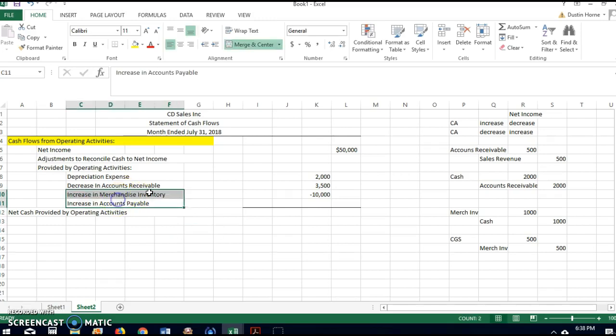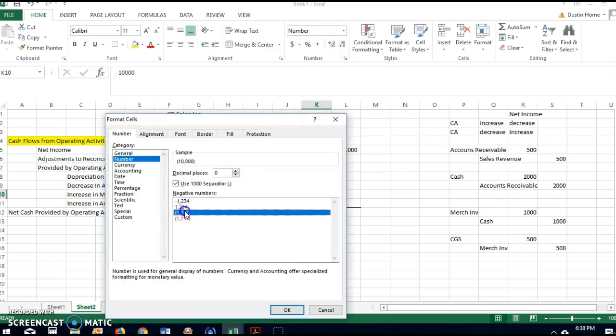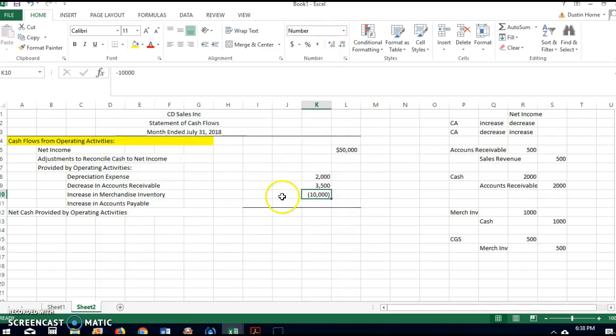Now, what does that mean? Let's think about what that means here. This is a current asset. The current asset increased. So what will the adjustment be? It will be a decrease. Okay, there we go. Now, the last entry is an increase in accounts payable.